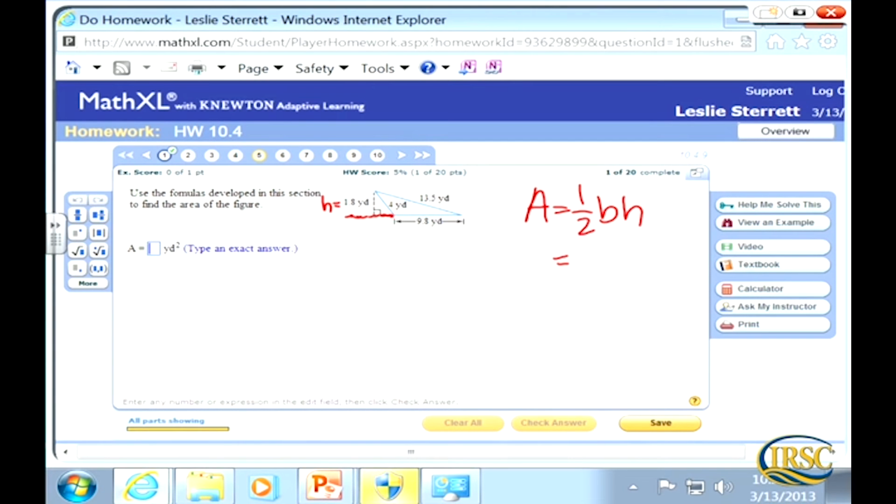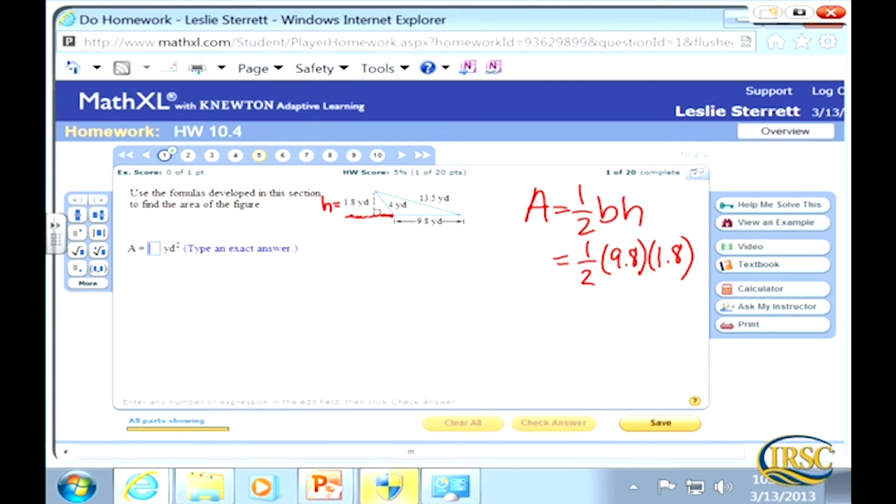Then 9.8 is correct, because the base of the triangle that you needed could have been any one of these sides, but if you already have a height drawn, then the base that you're using has to be the one that this height is perpendicular to. Okay, so plugging that in, you have 1/2 times 9.8 times 1.8.